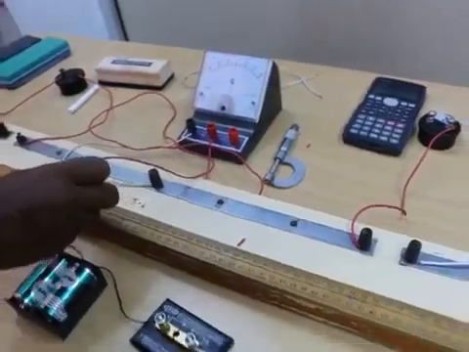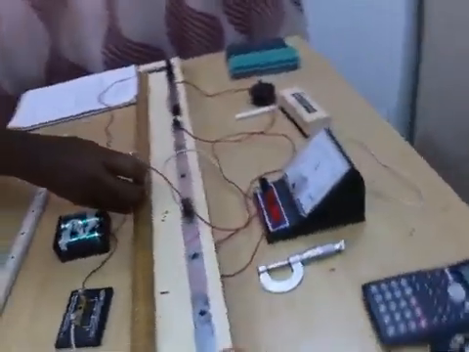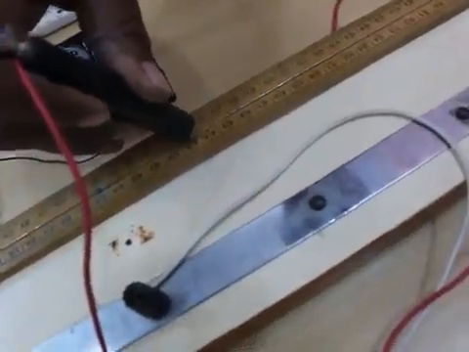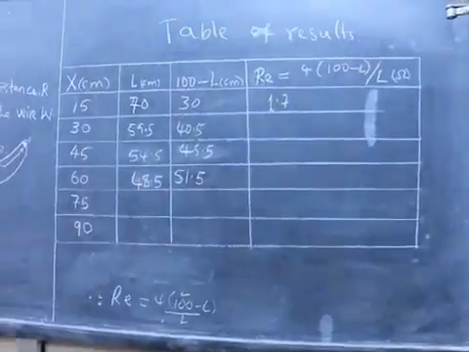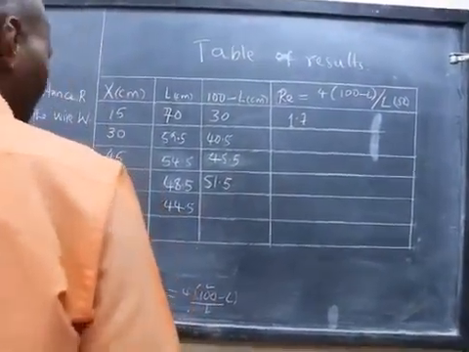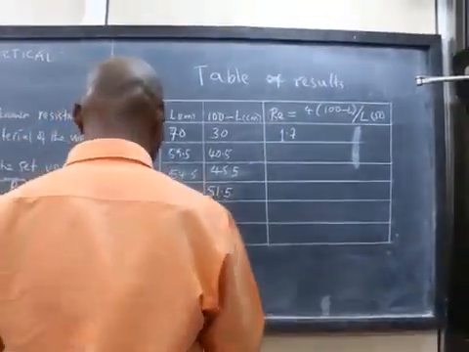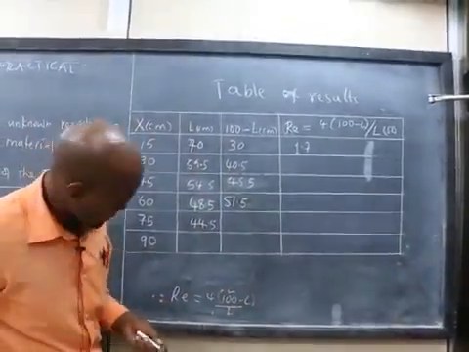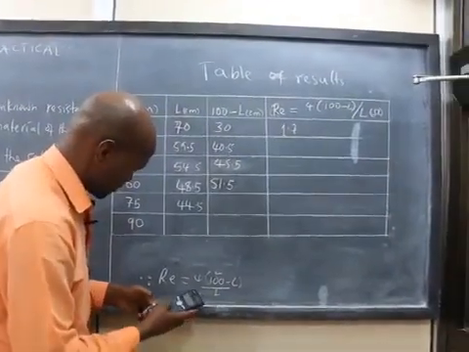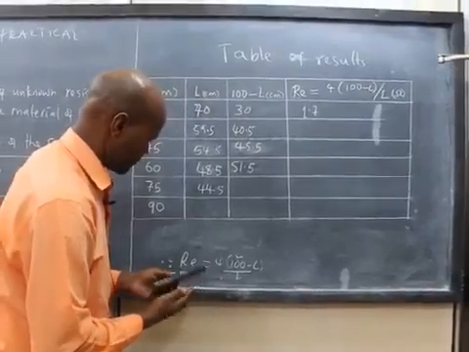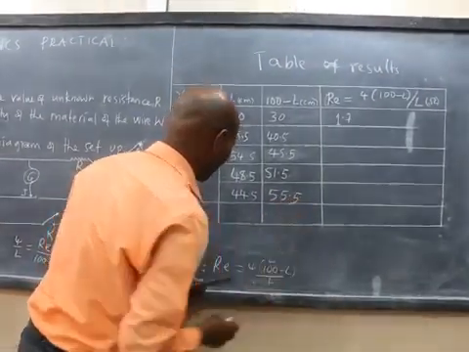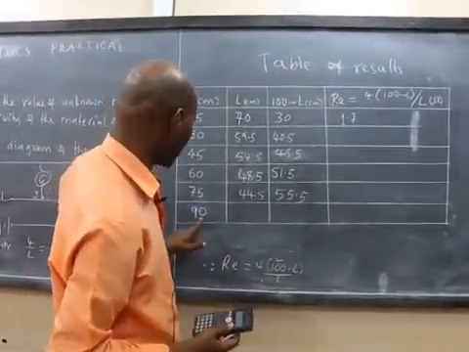Yes, there. So now the length is 44.5 centimeter. LO is 44.5 centimeter. So 100 minus 44.5, that's 55.5. Okay, let's now move to the last experiment.